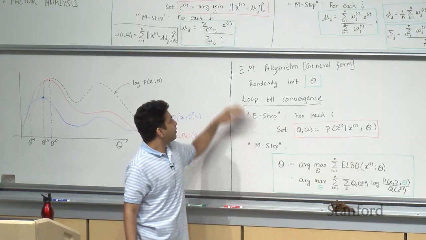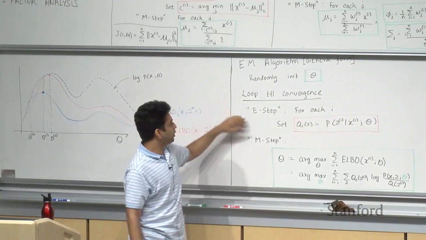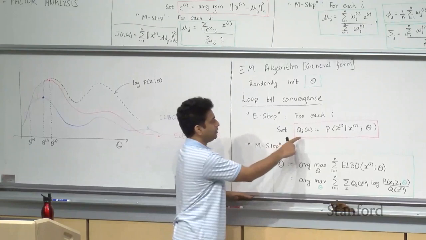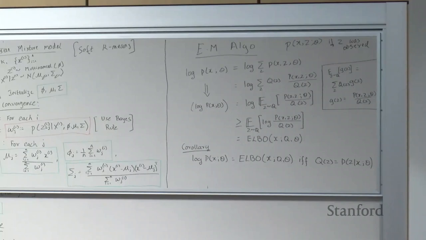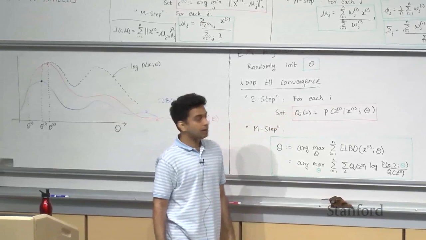And the most general form of the EM algorithm is again iterative. And in each iteration, what we do is we perform the E step, where the E step is basically calculating these optimum Q distributions, right? The optimum Q distribution, what we saw here, is the posterior distribution of P of Z given X, right? So in the E step, we calculate the Q distributions, right? And in the M step, we maximize the ELBO, right?